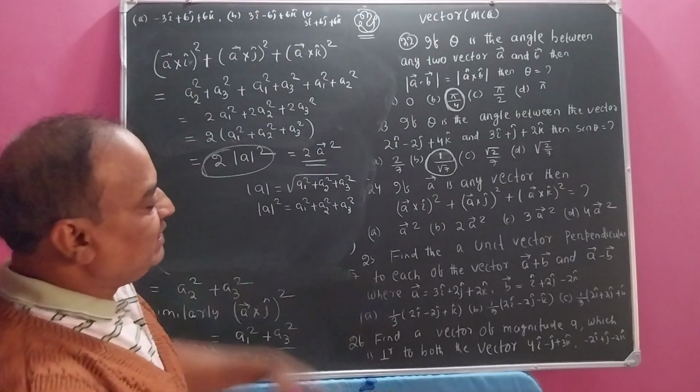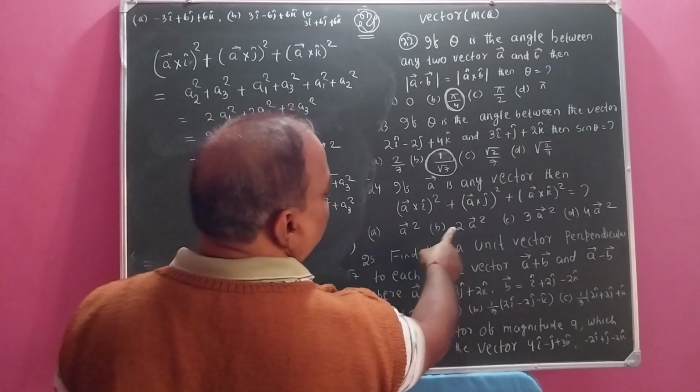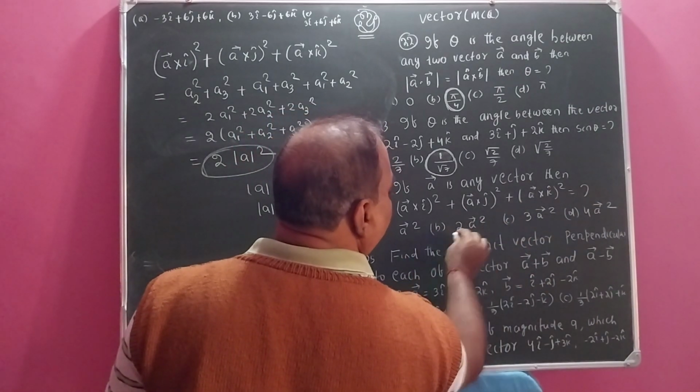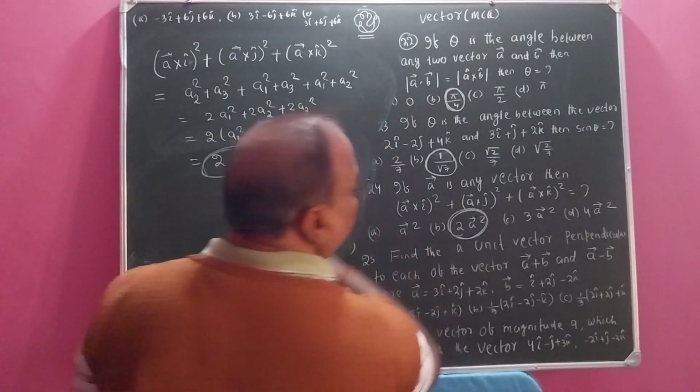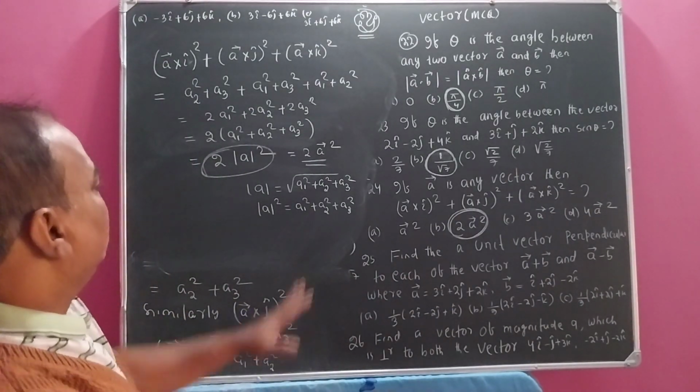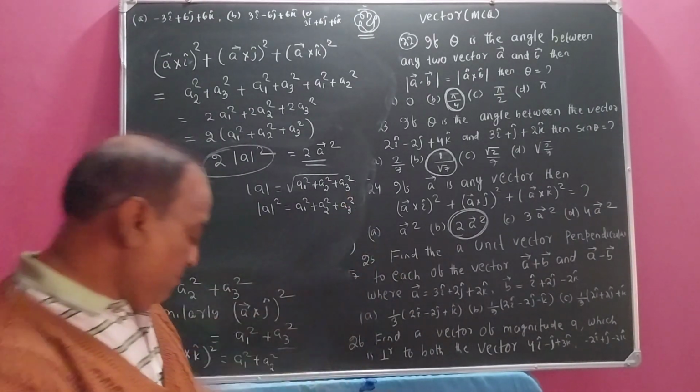So in our choices: magnitude of a squared, 2 into magnitude of a squared, 3 into magnitude of a squared. So the correct answer is 2 magnitude of a squared. Okay, so that is question number 24.